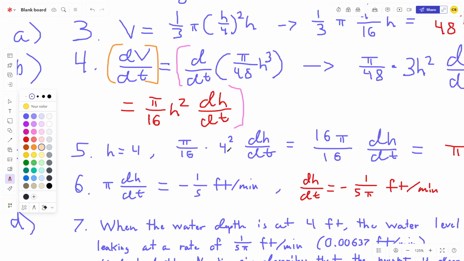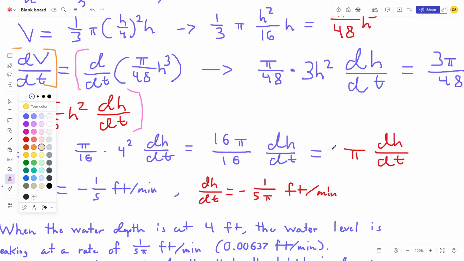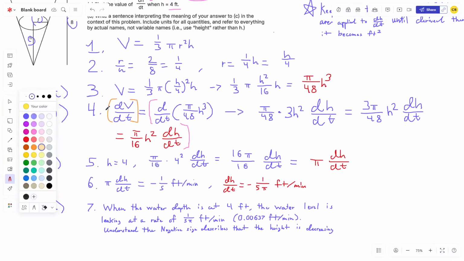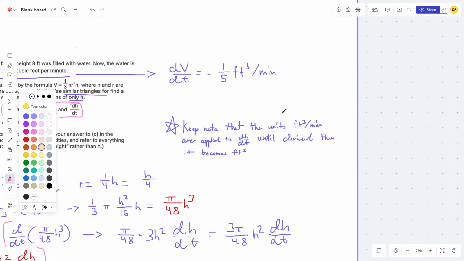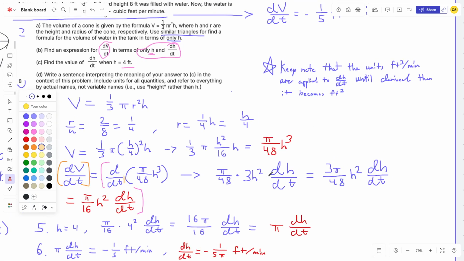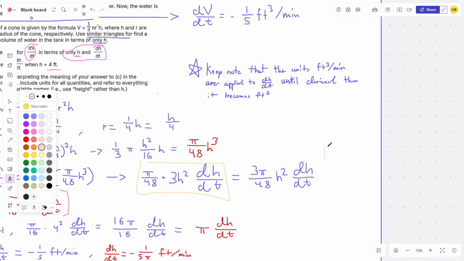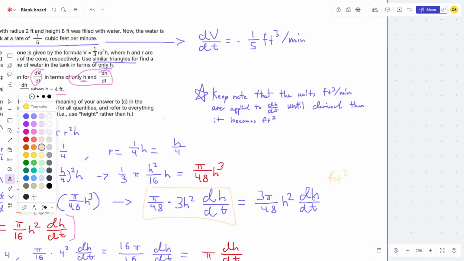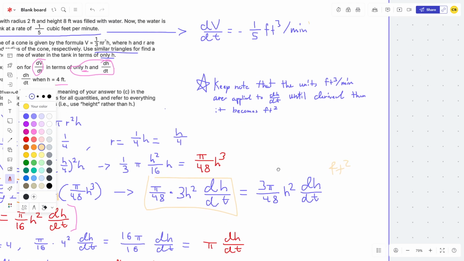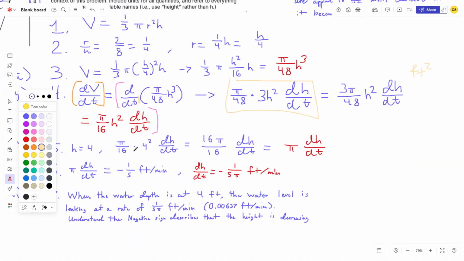H equals 4, so h squared is 16, so it'd be 1 times pi dh over dt, which is just 1. Something to note here, in step 4 and 5, keep note that the units feet cubed a minute are still here until it's derived in this portion of the process, which then it becomes feet squared, because 2 feet squared over 1 will just be 1. When you divide something by 1, it's just that.